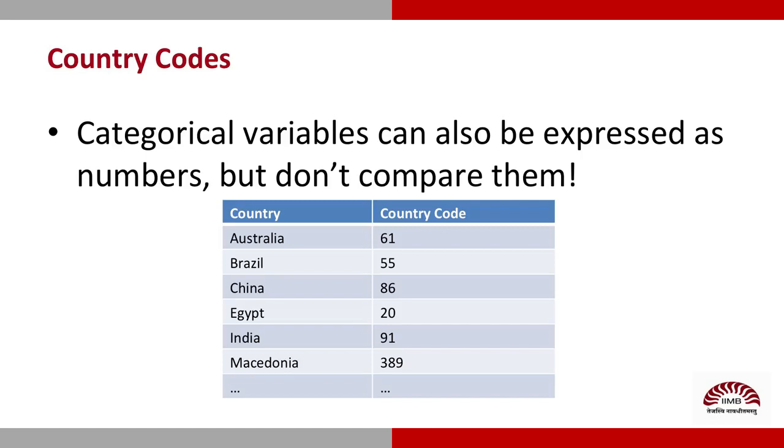We have to be careful. Categorical variables can masquerade as numbers, as in the case of a telephonic country code. It's a number, but you can't compare those numbers. Is that clear? Sometimes categorical values can be compared.